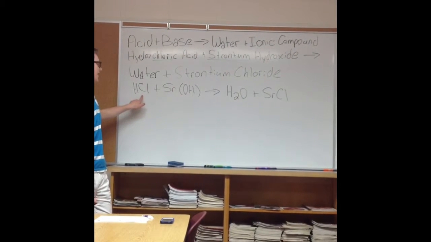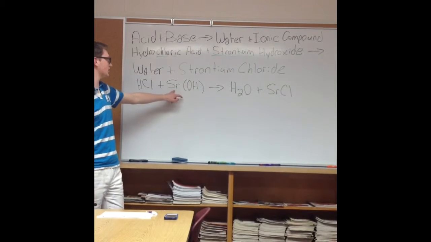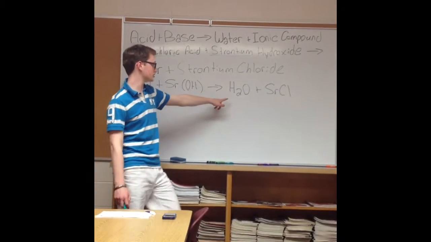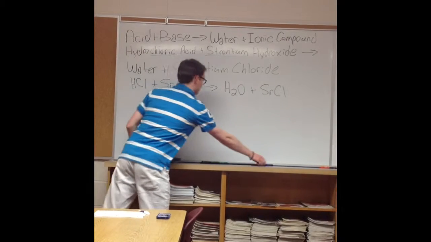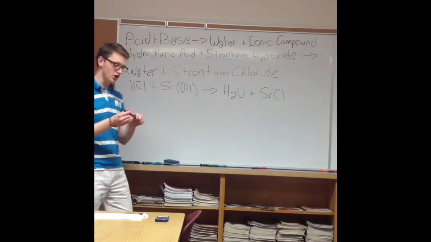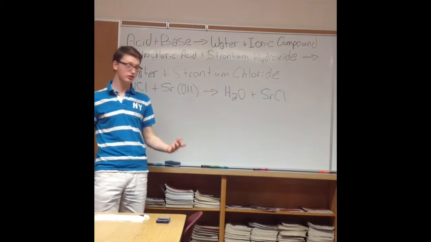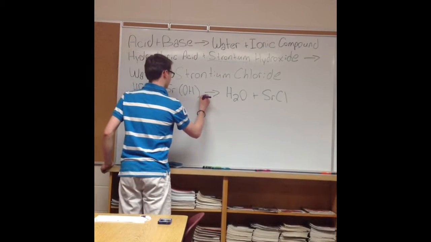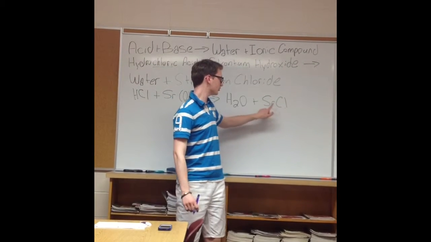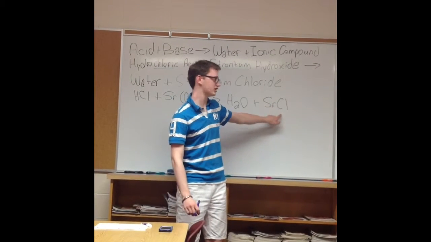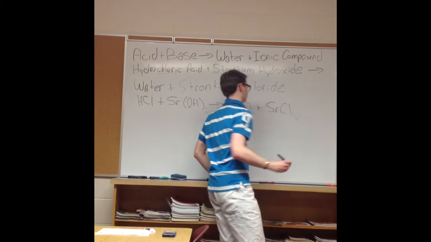So you have hydrochloric acid, which is HCl, and strontium hydroxide, which is Sr(OH)2, which produces water and strontium chloride. Now we have to balance this. Strontium has a charge of 2, whereas hydroxide only has a charge of 1. So when you do the crisscross, you're left with a 2 down here. The same thing over here. Strontium is 2, and chlorine only has a charge of 1, so you're left with a 2 down here.